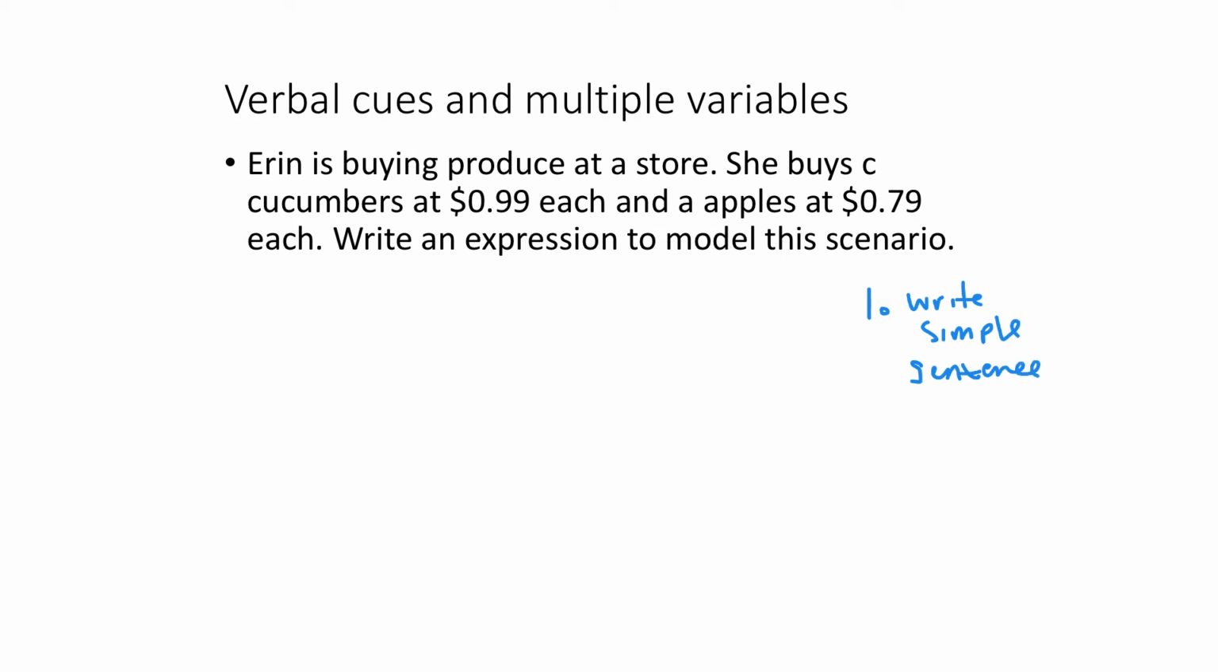And so the first thing is that Erin, we'll just say, buys cucumbers and apples. Now most of you would probably agree with that statement: she's going to the store and she's buying cucumbers and she's buying apples. Now the first thing that we have to understand is that cucumbers come at a cost and apples come at a cost.